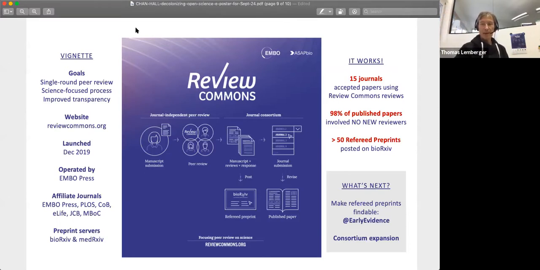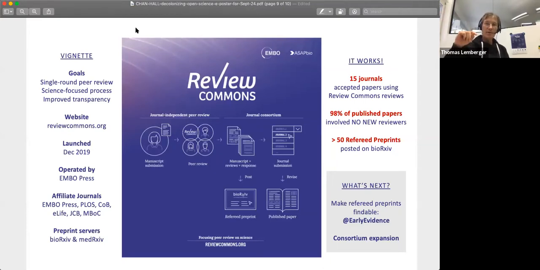The authors can then trigger the posting of these reviews on their preprint, including a response document where they can defend their point of view if points have been raised by the referee. At the same time, they can transfer the refereed preprint to one of the 17 journals of the consortium, and the identity of the reviewers will be sent to the journals as well.